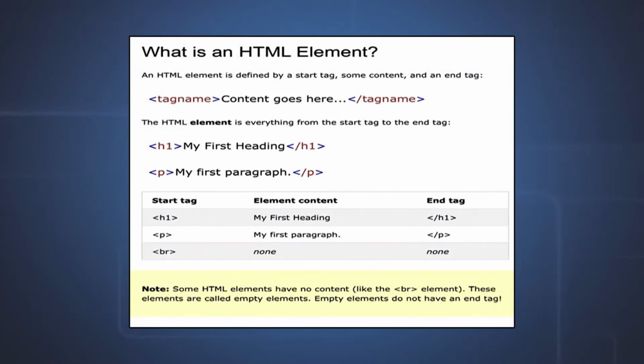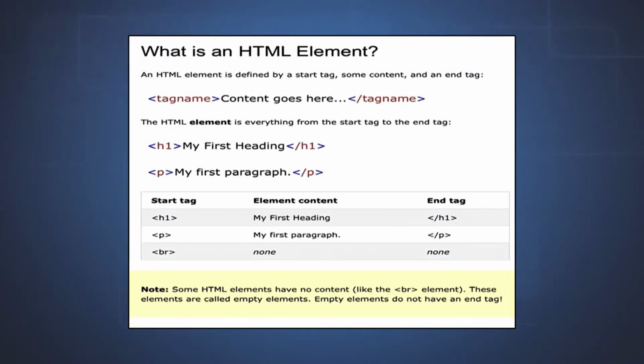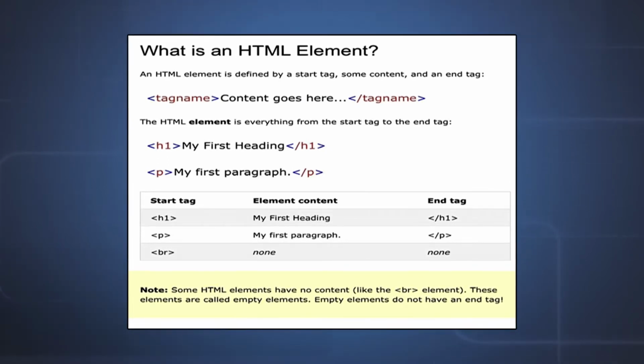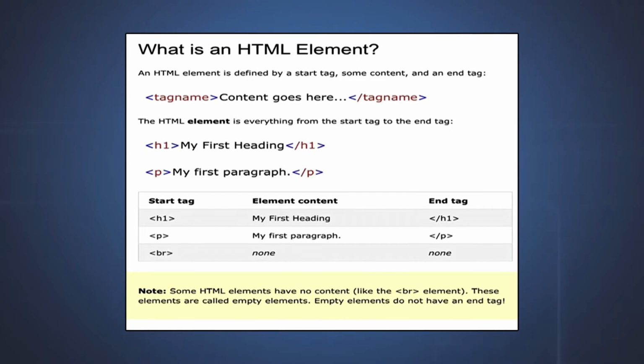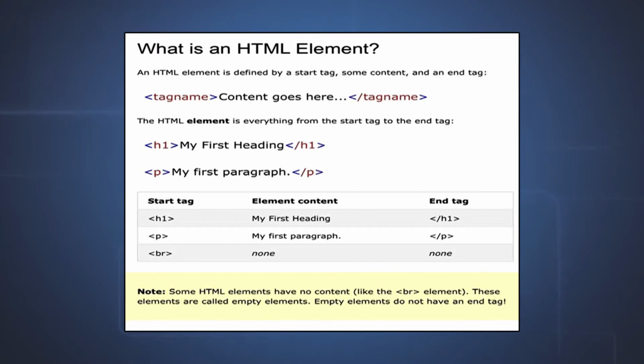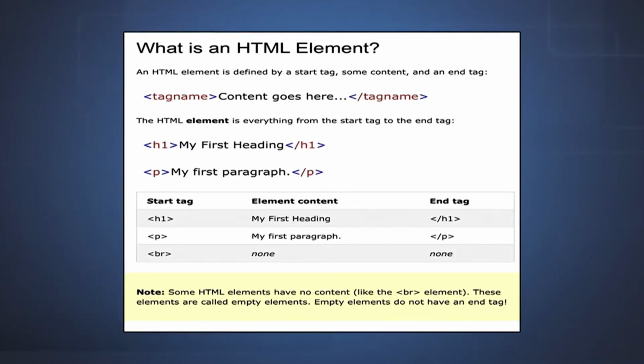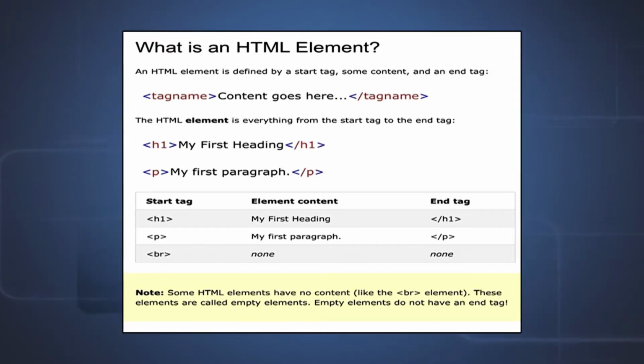Now, if we just think what is this HTML element, it is defined by a start tag, then some content and an end tag. So, always write the starting tag, always have the ending tag and then have some content, and the content is rendered on your browser as per the tag names in between which it is sandwiched. So, the HTML element is everything from the start tag to the end tag.